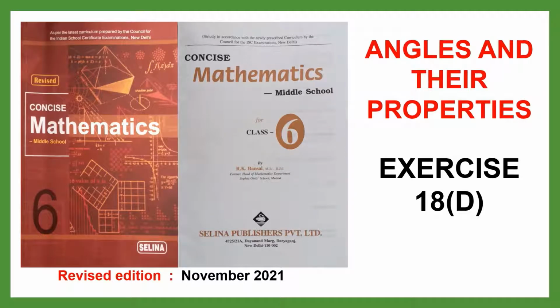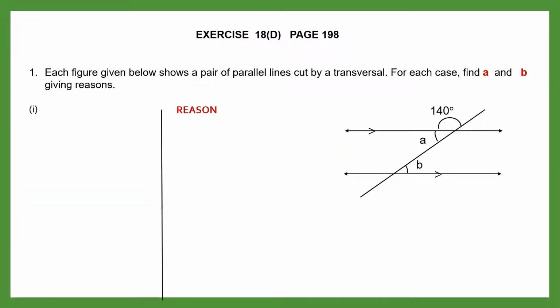Hello children, today we are doing angles and their properties, exercise 18D. This is found on page number 198. Question 1. Each figure given below shows a pair of parallel lines cut by a transversal.